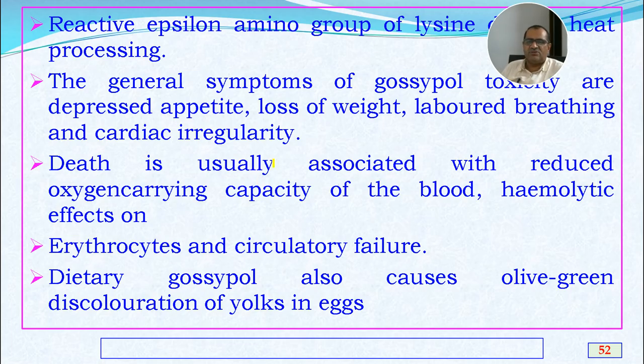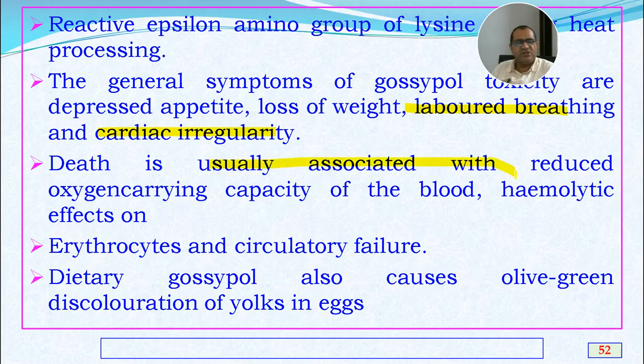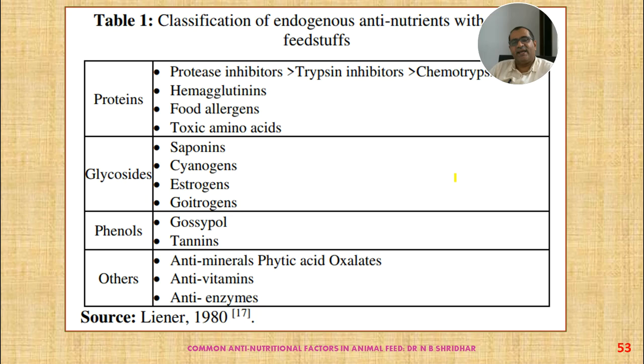This causes different types of deleterious effects on health, including mild changes like loss of weight, labored breathing, and cardiac irregularity. Death is usually associated with reduced oxygen carrying capacity. Then erythrocyte damage and circulatory failure will also be there. It also causes olive green discoloration of yolks in eggs.